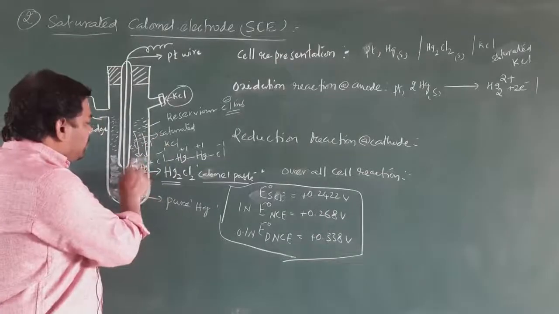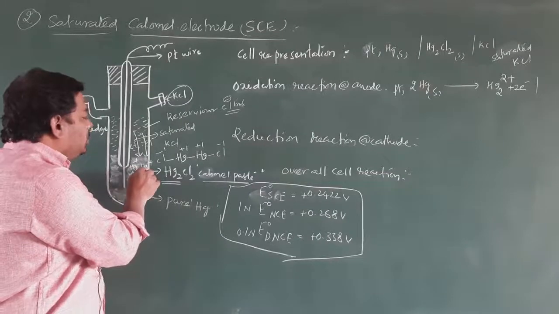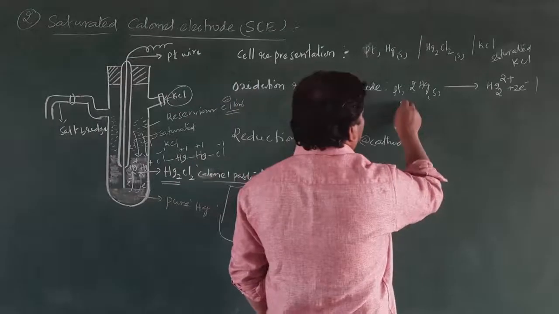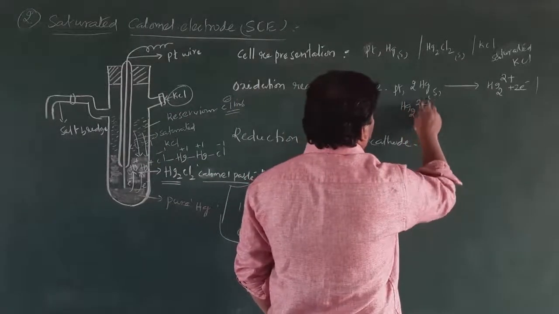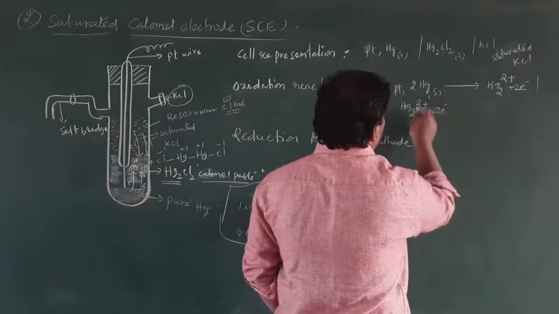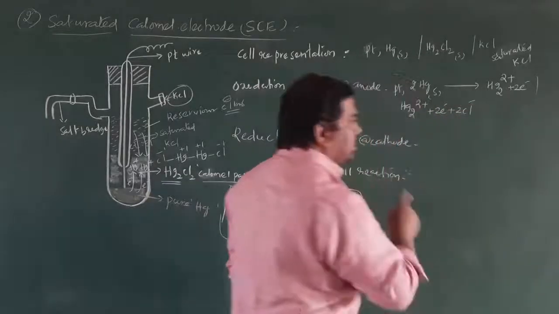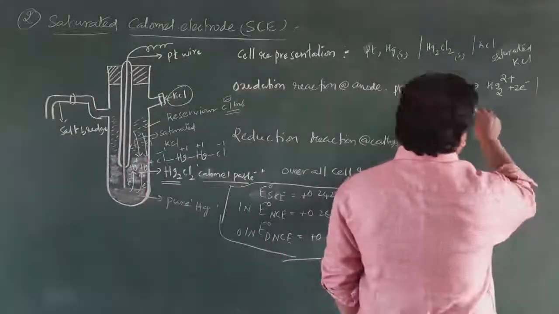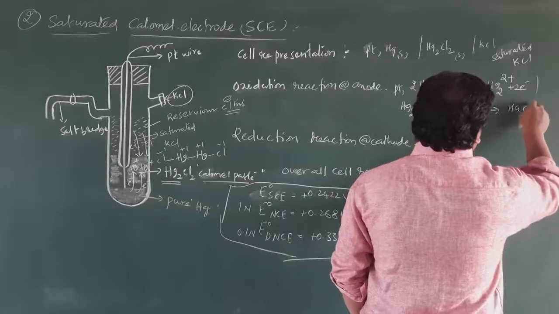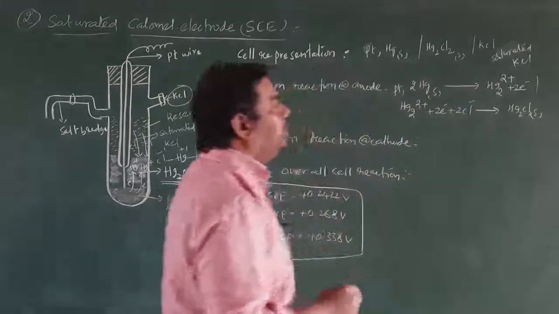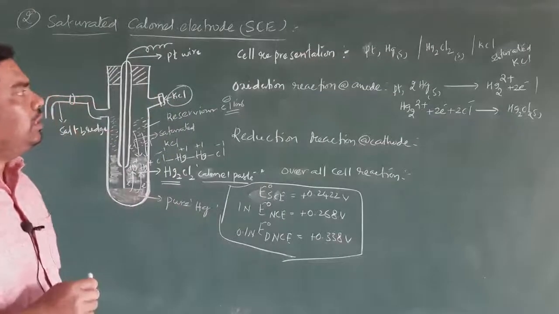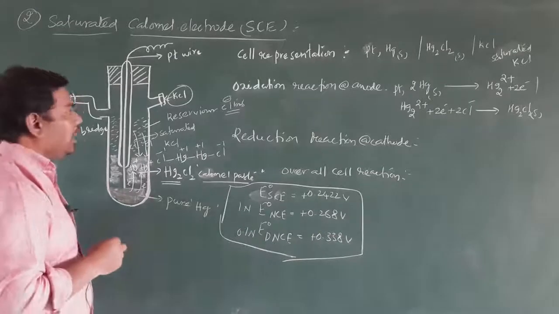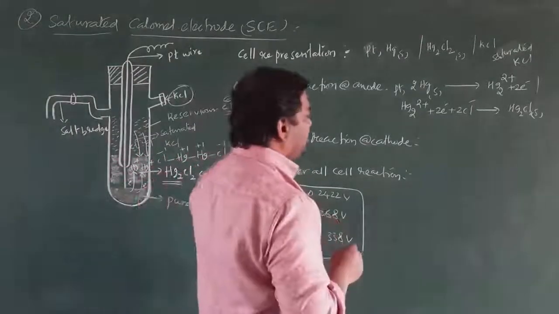So this mercurous ion Hg2 2+ can take 2 Cl minus ions, and then it is converted into Hg2Cl2. So Hg2 2+ plus 2 Cl minus ions, which are coming from the saturated KCl solution, is converted into Hg2Cl2. That is the reaction that takes place at the anode. Clear? Right. So next, the reduction reaction takes place at the cathode.